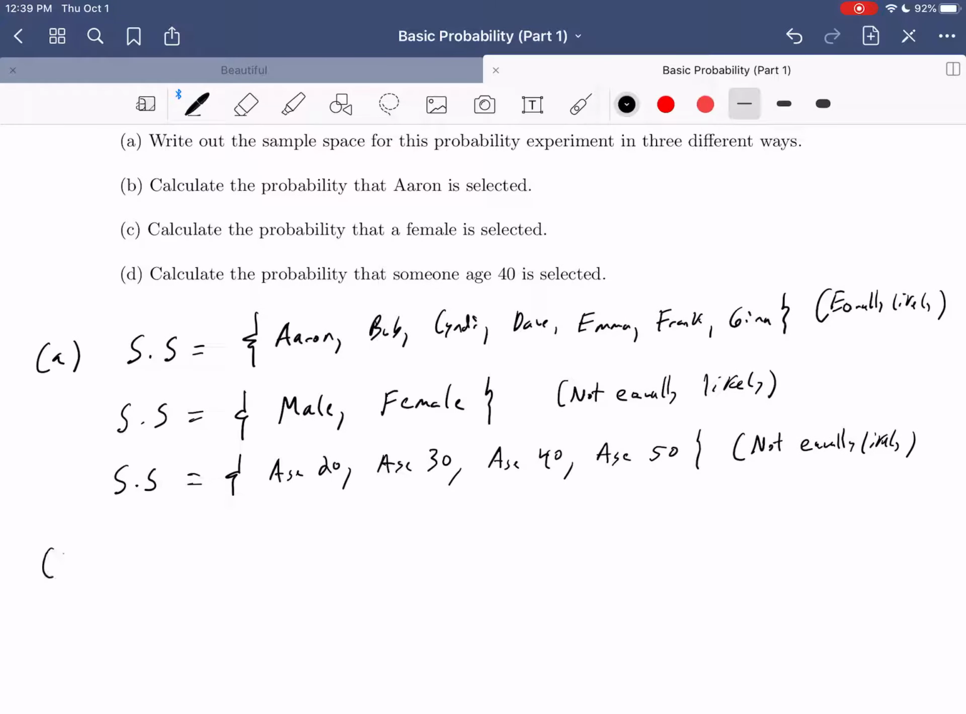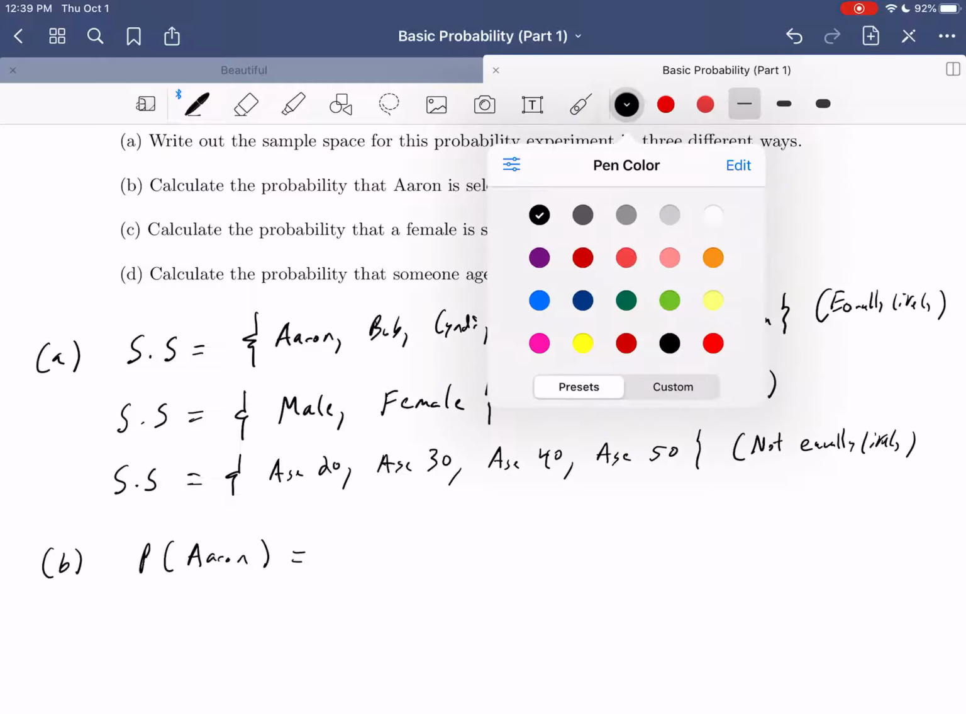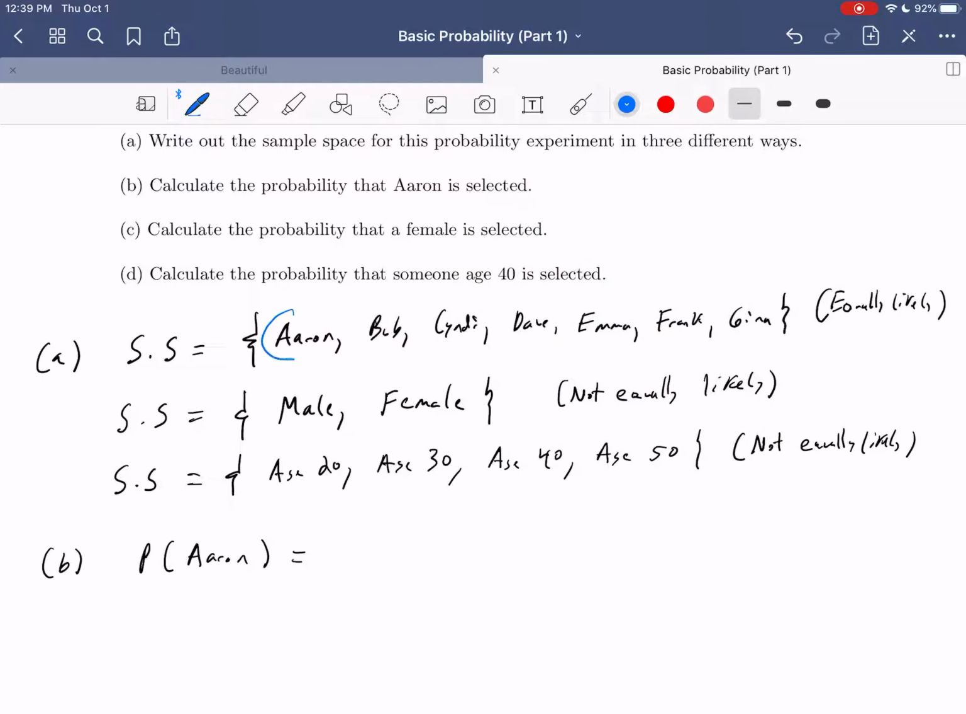So for B, we want to know the probability that we choose Aaron. How would we do that? Well, that would be pretty easy. There's only 1 person who is Aaron, so that is 1, and then it would be out of the 7 people overall, because we're using this sample space where everyone is equally likely. Again, you could just leave it as a fraction, but if you wanted to, you could convert it to a decimal and get that it is approximately 0.143, which is 14.3%.